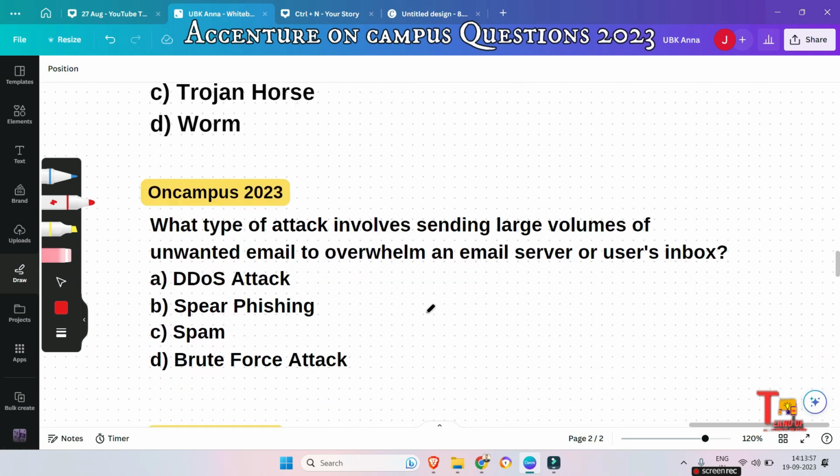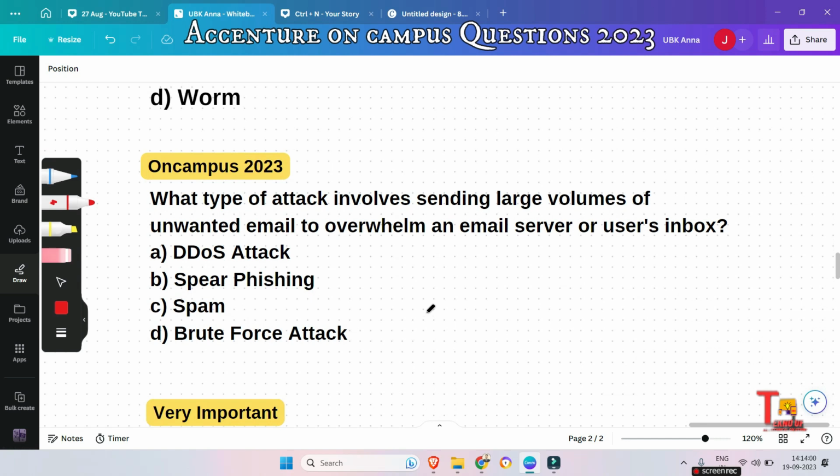So the next question is this. This question was asked in the Accenture on-campus drive, 2023. What type of attack involves sending large volumes of unwanted email to overwhelm an email server or user's inbox? Actually, this question was asked repeatedly, off-campus as well as on-campus, and previously asked as well. So the answer will be spam, right?